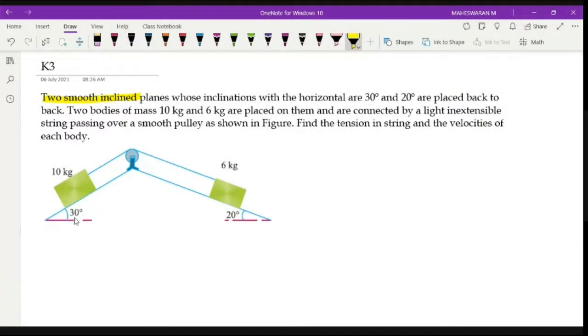It is mentioned that it has an angle of 30 degree, 20 degree. And two blocks are placed like this, right? So they are asking you to identify what is the tension and what is the velocity of the body, right?